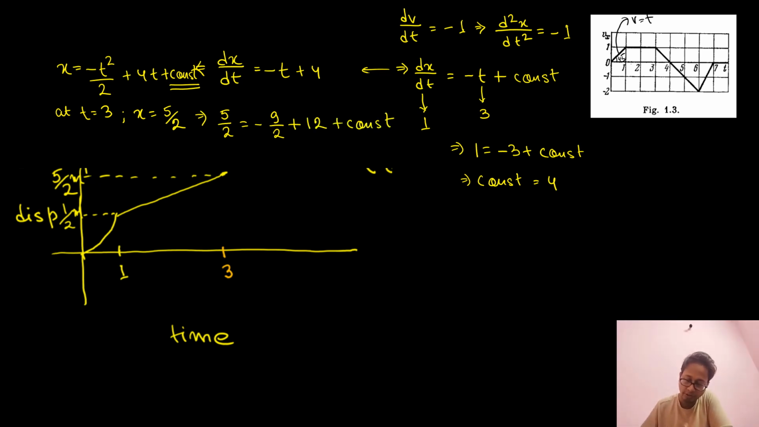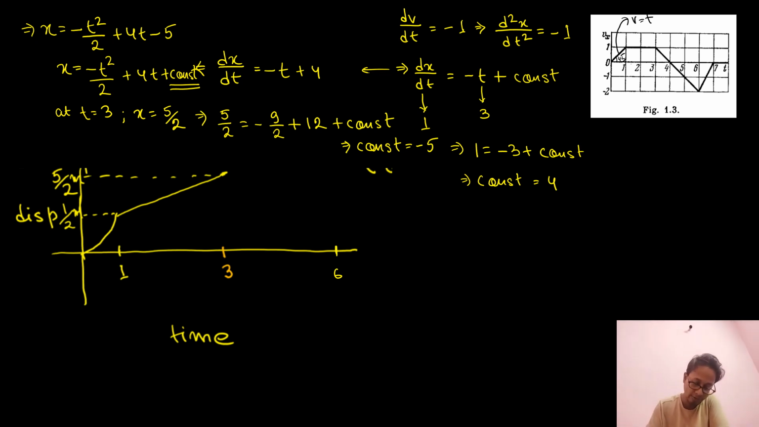So the value of the constant out here would be equal to how much? 9 by 2 plus 5 by 2 is nothing but 9 plus 5, 14. 14 by 2 is 7. 7 minus 12 is nothing but minus 5. So the constant out here is equal to minus 5. So I get the equation as x is equal to minus t square by 2 plus 4t minus 5. I need to find the value of x at time t is equal to 6.